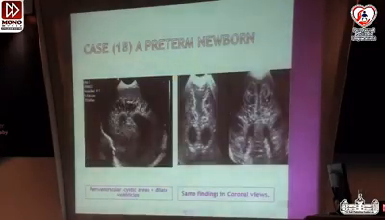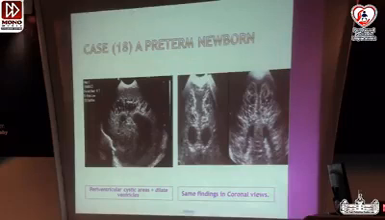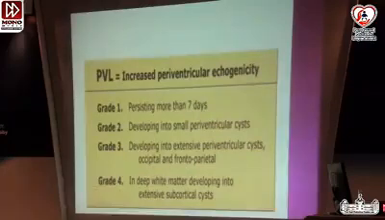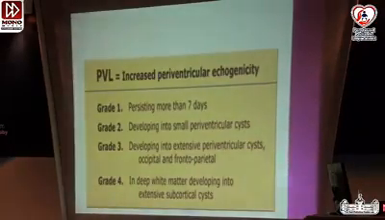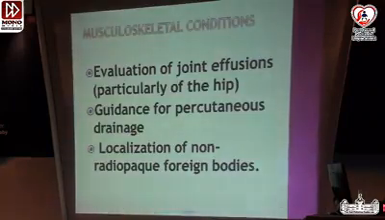Another case of preterm newborn, you can see here dilated lateral ventricle and these cystic areas at periventricular location in sagittal and coronal planes. This is a case of periventricular leukomalacia. Again, we can grade this. The last condition here, evaluation of joint effusion, particularly the hip, guidance for drainage and localization of non-radiopaque foreign bodies.